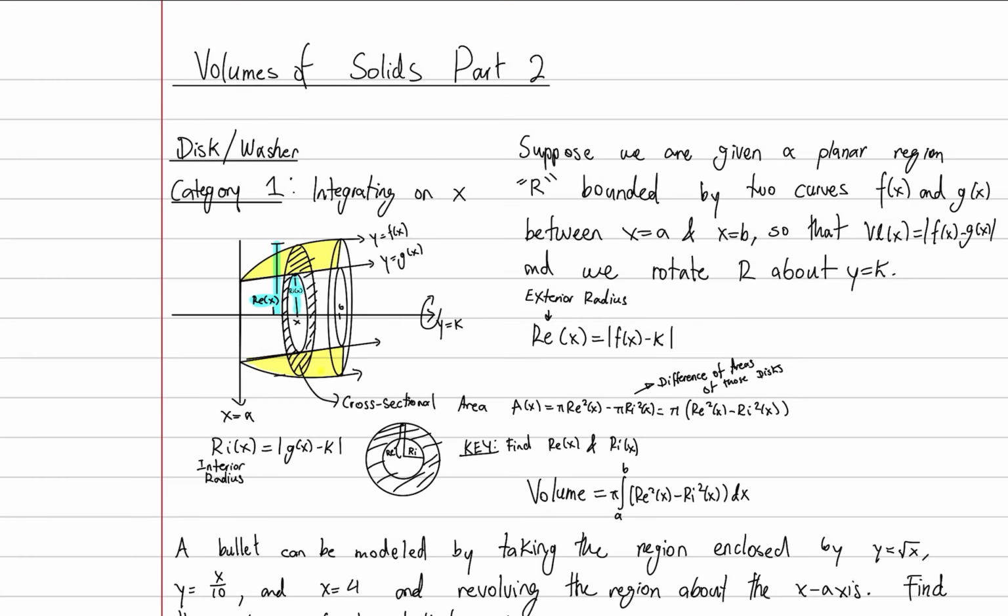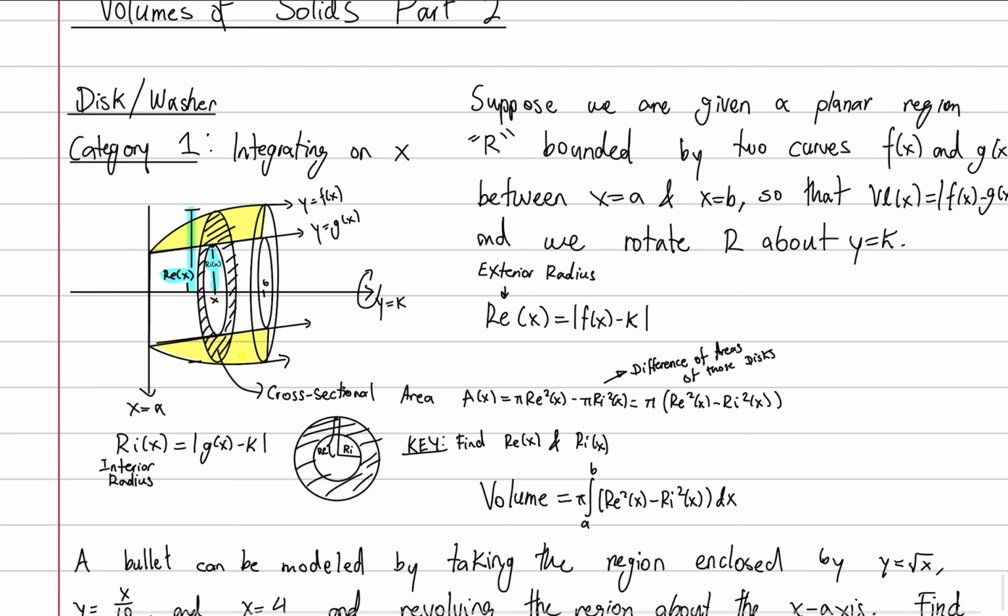In this video, I'm going to be talking about volume of solids, part two, using the method of disks and washers. This method involves revolving a region around some axis of integration, either a horizontal line or a vertical line. For category one, we will revolve around a horizontal line, so we're going to integrate with respect to x.